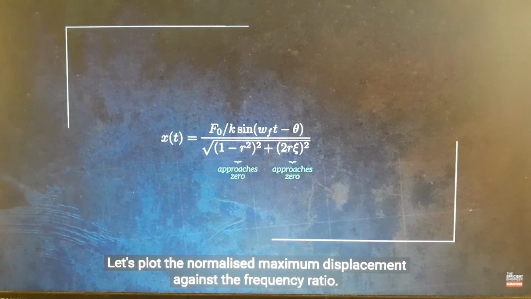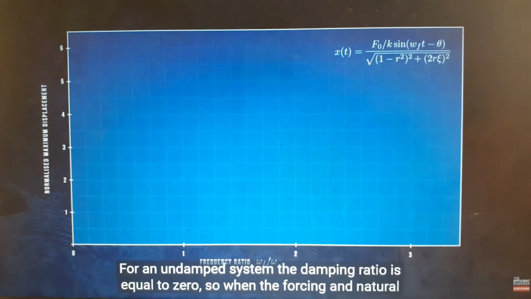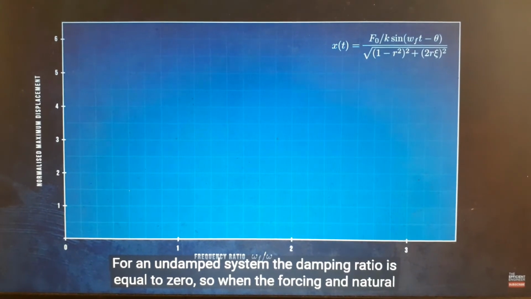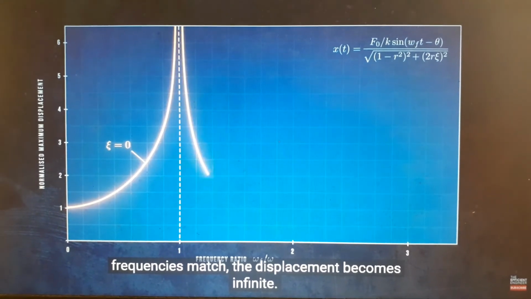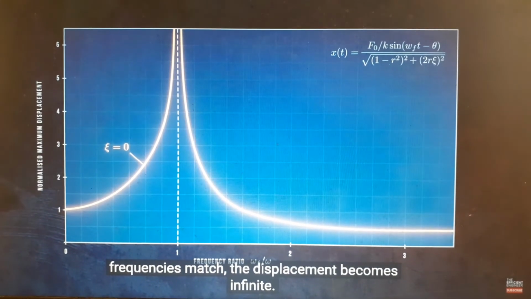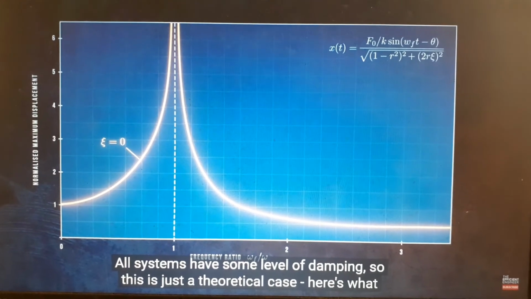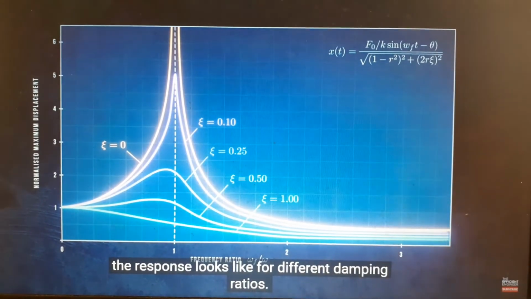Let's plot the normalized maximum displacement against the frequency ratio. For an undamped system, the damping ratio is equal to 0. So when the forcing and natural frequencies match, the displacement becomes infinite. All systems have some level of damping, so this is just a theoretical case. Here's what the response looks like for different damping ratios.